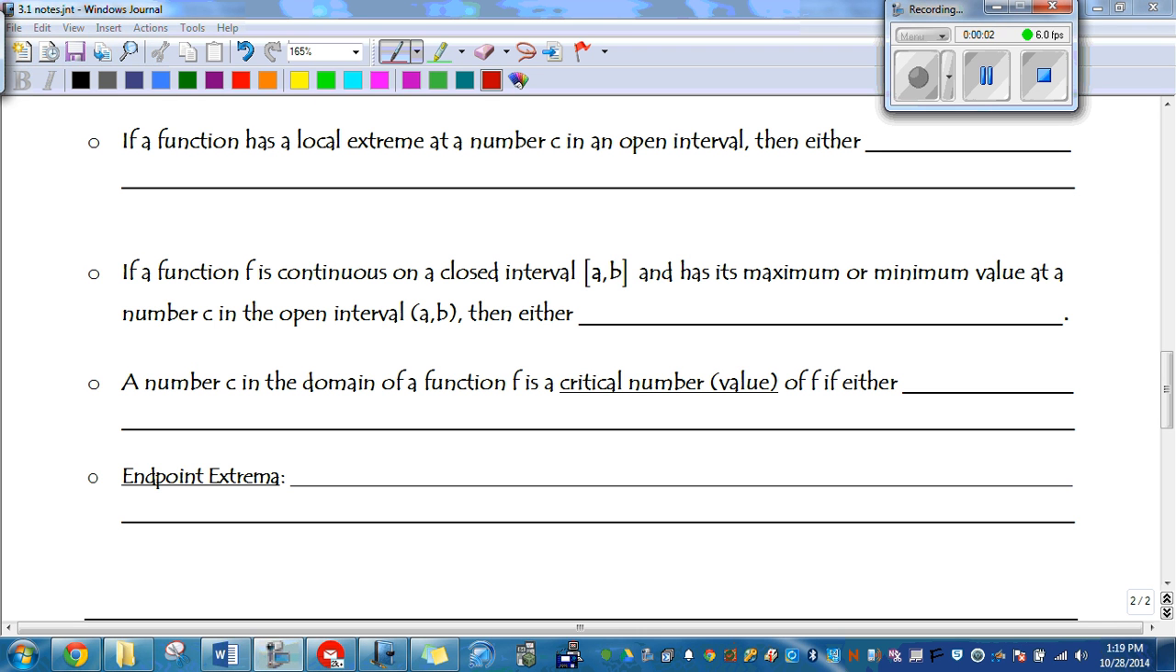Alright, so if a function has a local extreme at a number c in an open interval, then one of two things has to be true. And we can look back at our examples from the first page in a minute. But one of these two things is going to be true if we have a local extreme, local max or local min. Either the derivative of f of c equals 0, or the derivative of f of c does not exist. Right, so two different things. Derivative is 0 or derivative does not exist.